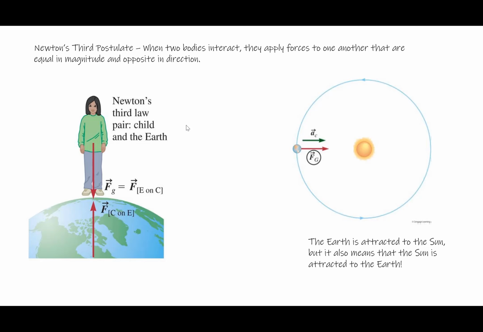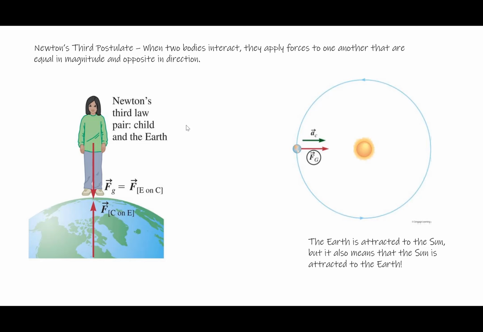But we have the third one, and that is the postulate that when two bodies interact, they apply forces to one another that are equal in magnitude but opposite in direction. Think about that picture with Mark and Wilma. They were pushing on each other. So she was applying a force to Mark. Mark was applying a force to her. And if they didn't go anywhere, the forces being applied were equal but opposite.